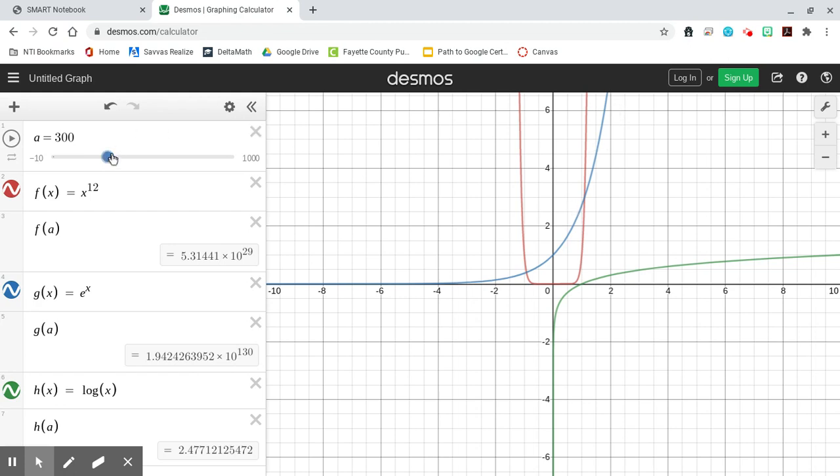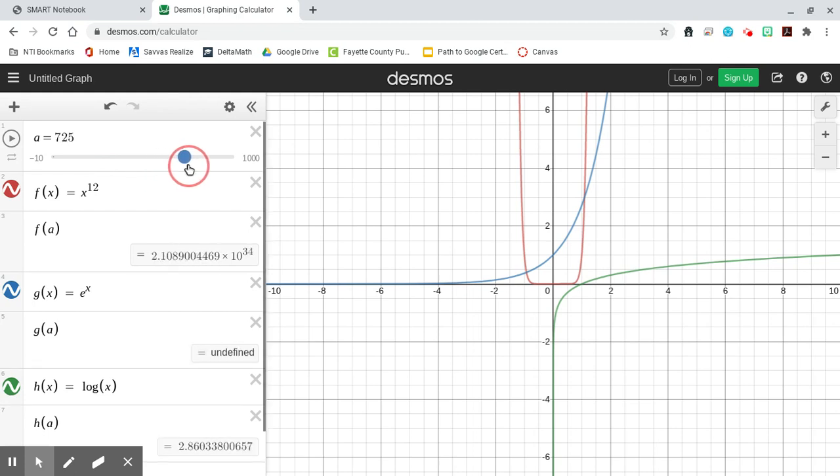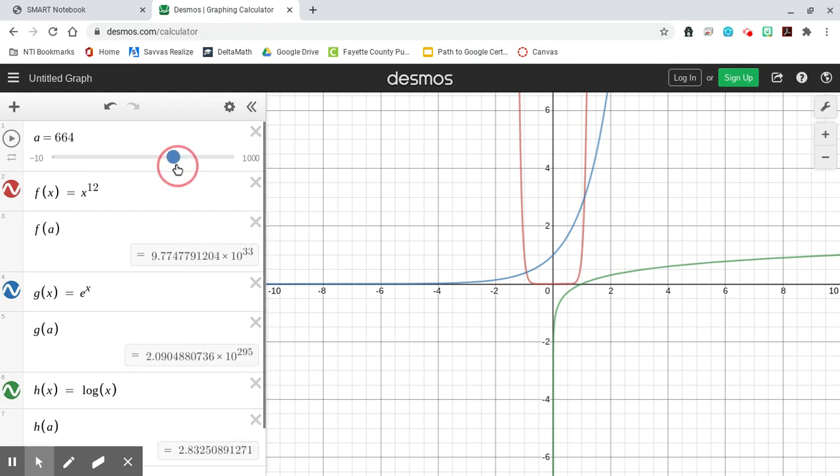But if I increase the x value to maybe like, I don't know, 725, well, that's going to go off. Then I'll notice my polynomial function, that y value is something times 10 to the 33rd, but the exponential function is much higher because it's 4.3 times 10 to the 286. So it looks like the most dominant function, the function that's growing larger the fastest, is the exponential function. And then the polynomial function after that, and then the log function.